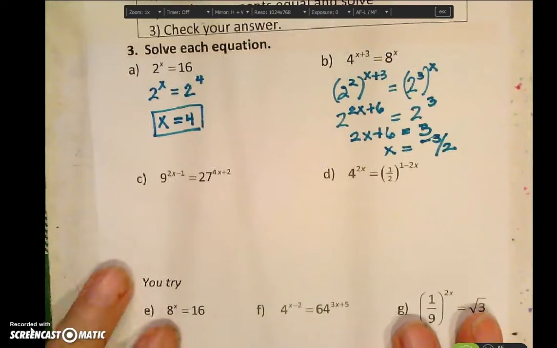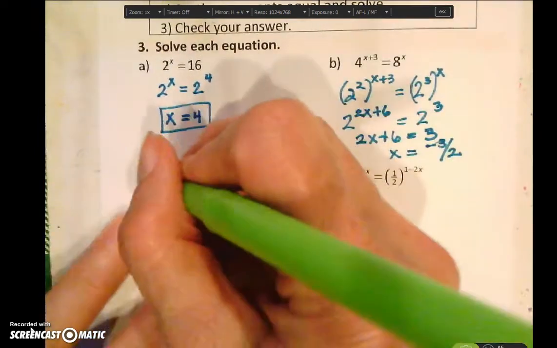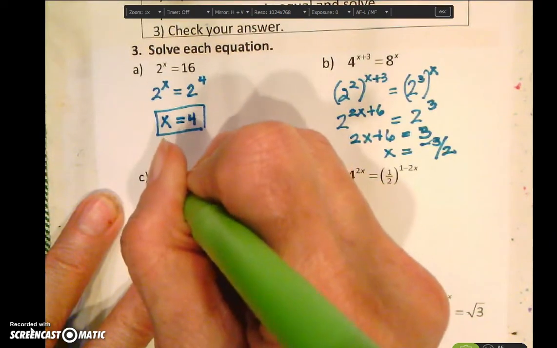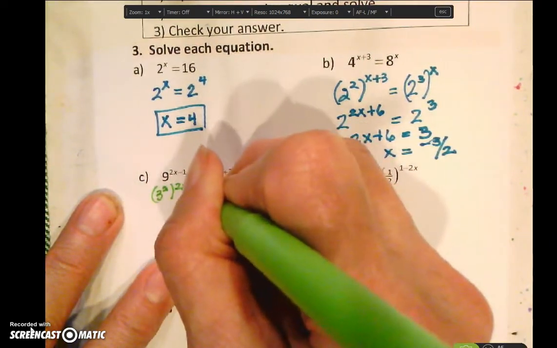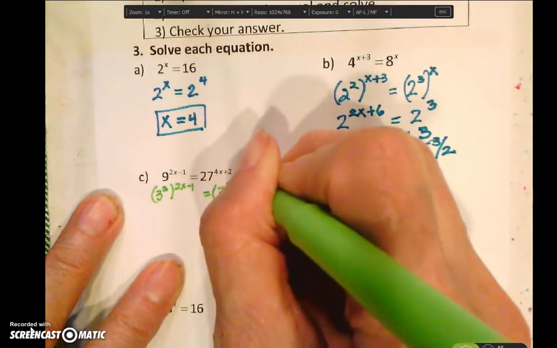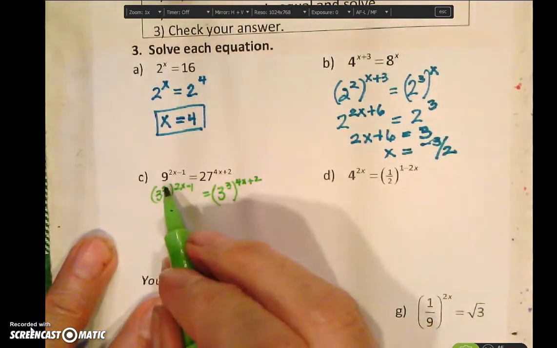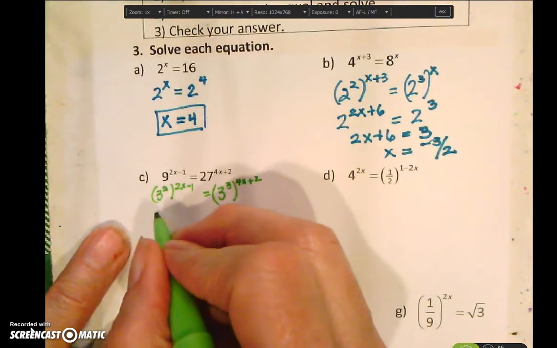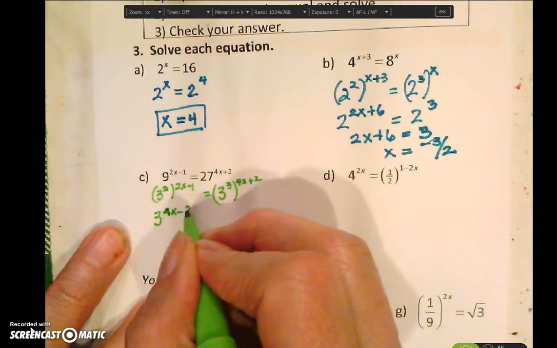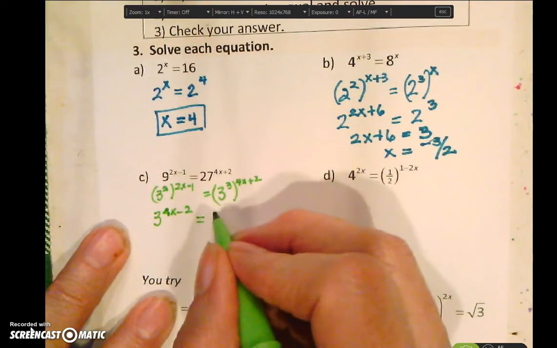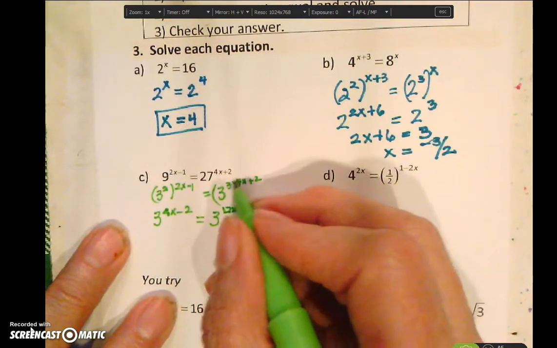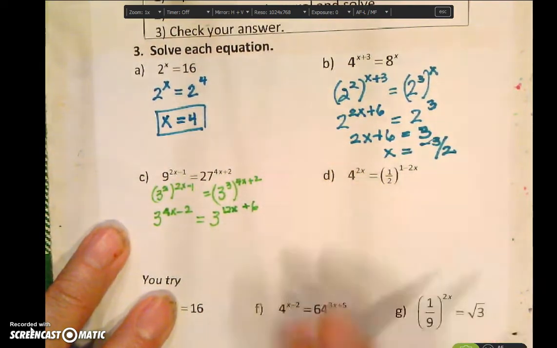All right, then on this next one, along the same lines, I have 9 to the 2x minus 1 and 27. So I'm going to change these both to powers of 3. The 3 squared raised to the 2x minus 1 is equal to 3 cubed raised to the 4x plus 2. All right, so power to power, I'm going to multiply and get 3 to the 4x minus 2 is equal to 3 raised to the 12x, 3 times 2 is plus 6.